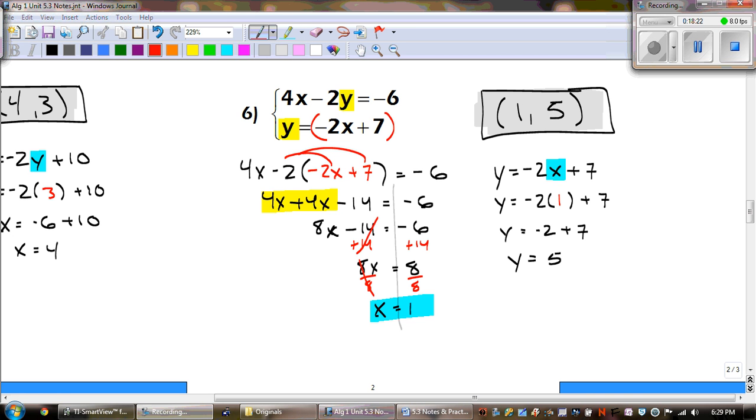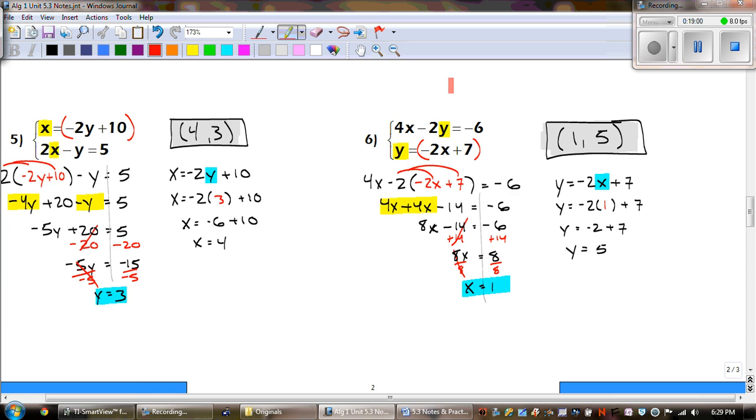Okay, so the y was by itself. I put the -2x plus 7 in the parentheses. I distributed the -2. -2 times -2 is +4, and -2 times 7 is -14. 4 plus 4, we get 8x minus 14, and then following the rules of SADMAP, we get x equals 1. So I go back to the equation y equals -2x plus 7 and plug in the 1. -2 times 1 is -2, and -2 plus 7 gives us 5. So our answer is the point (1, 5).